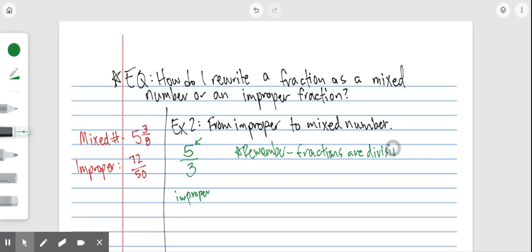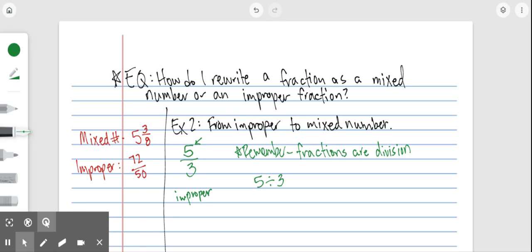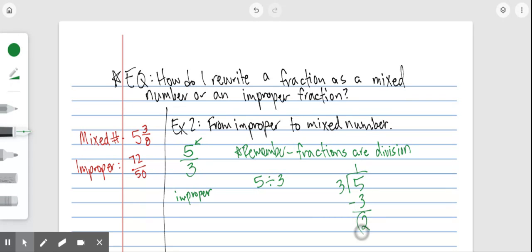Because of that, if I have 5/3, I have 5 divided by 3. So I can do this as a long division problem. 5 divided by 3. I'm going to put 5 inside the house and 3 on the outside. Does 3 go into 5? Not perfectly, but 3 goes in one time. 3 times 1 is 3, and we can subtract that, and there are 2 left over.